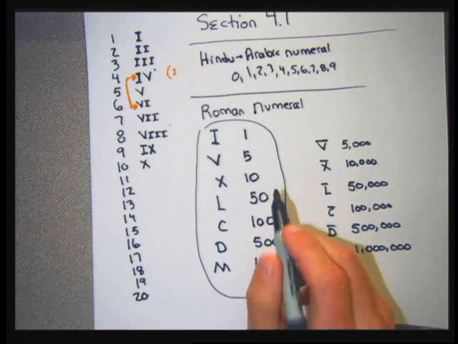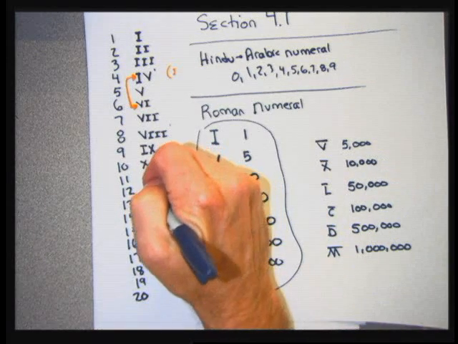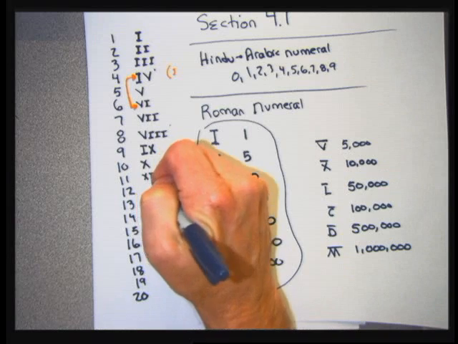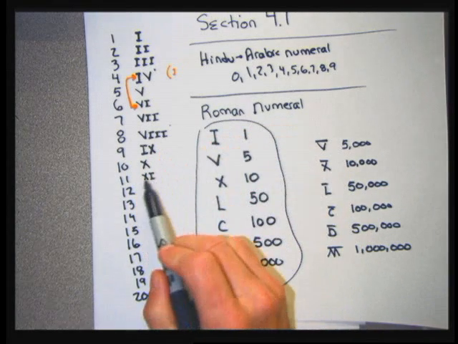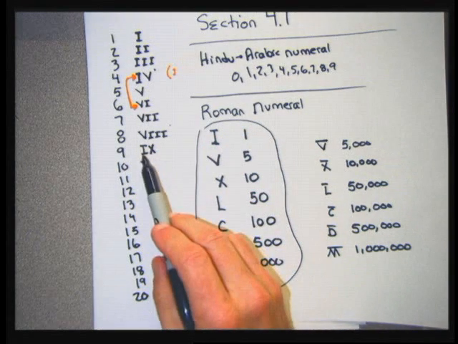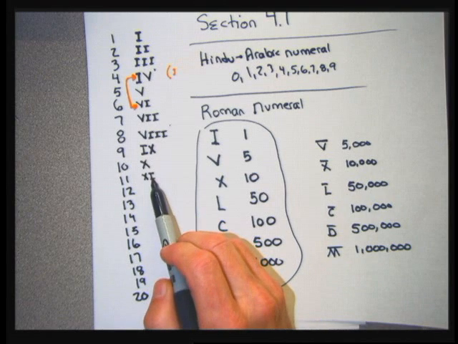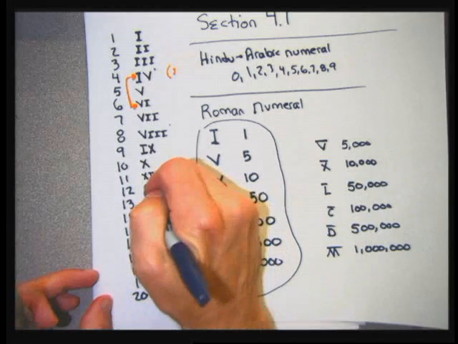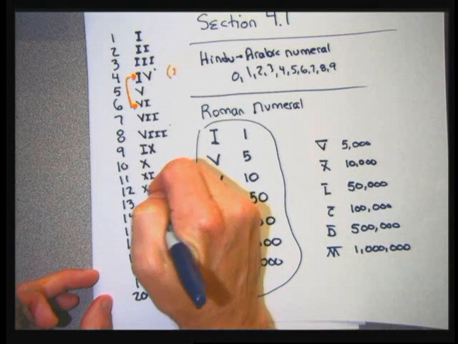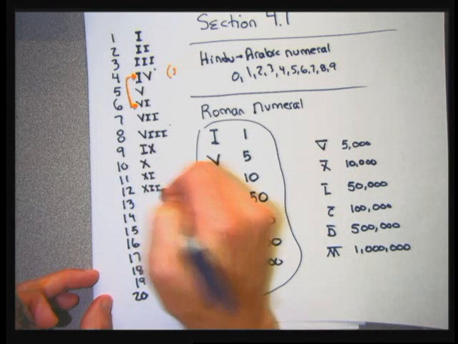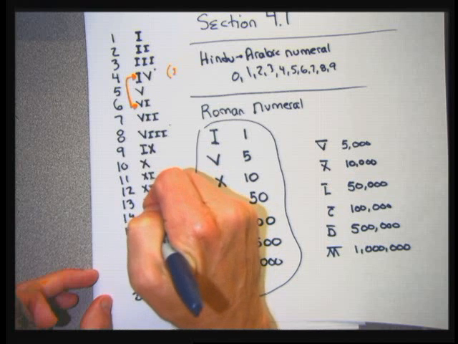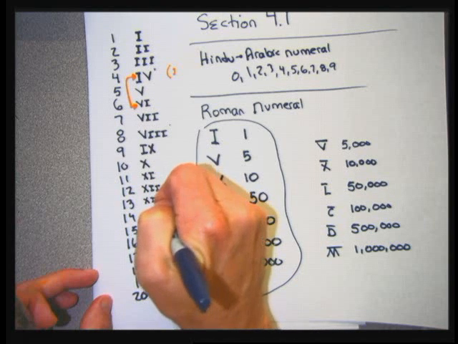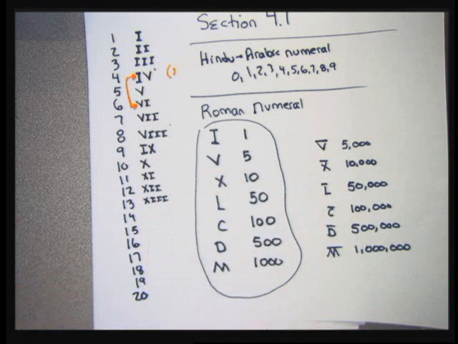and then 11 is to have an X and then an I next to it. So because 1 is smaller than 10, writing it to the left of 10, you subtract it from 10. Writing it after 10, you add it to 10. And that gives me an 11. If I did an XII, that would give me a 12. And an XIII will give me a 13.